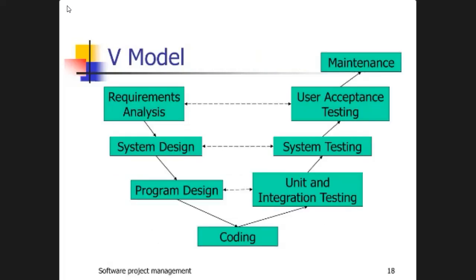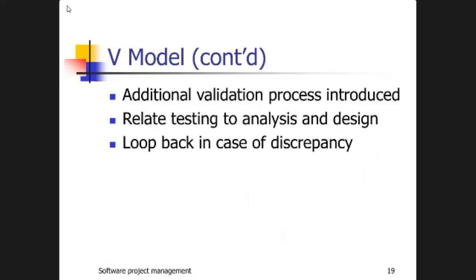Here, the V model. In the V model, there is requirement analysis, system design, program design, coding, then unit and integration testing, system testing, user acceptance testing, and maintenance. Here, all are connected to each other. The V model contains an additional validation process that relates testing to analysis and design, looping back in case of discrepancy.